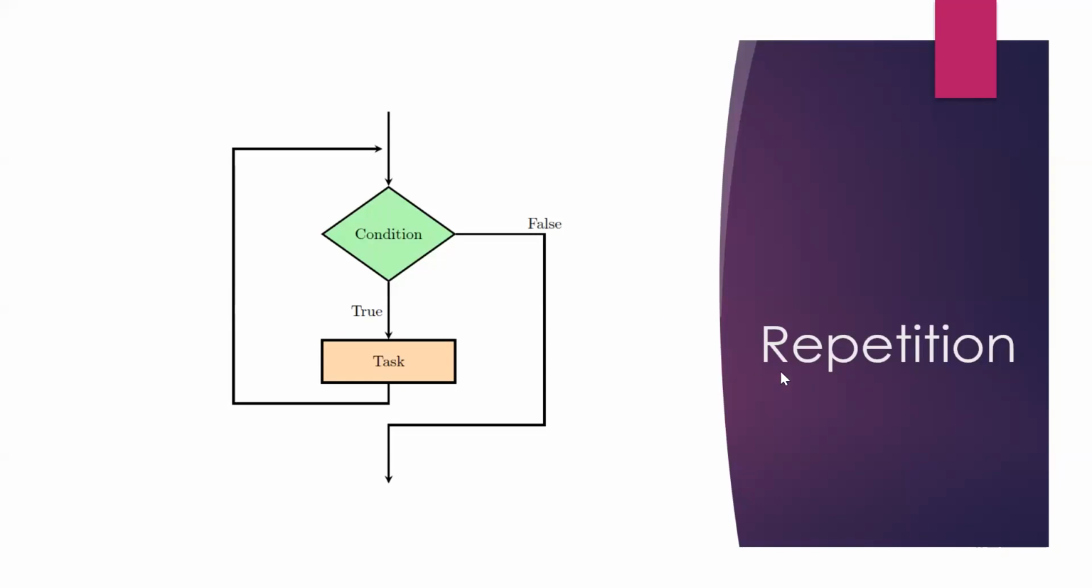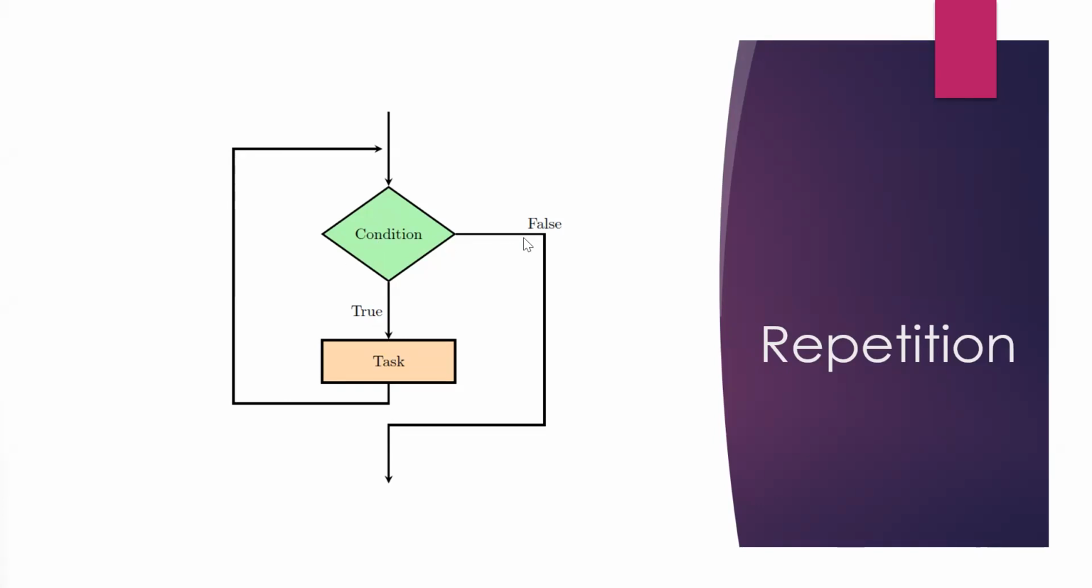Let me explain what repetition means. Repetition means you are going to repeat some task again and again. Depending on the type of the repetition, the condition could be true or false, both. But in this example, there's a condition. If it is true, then you execute the task. Again, you go up. Again, you check the condition.